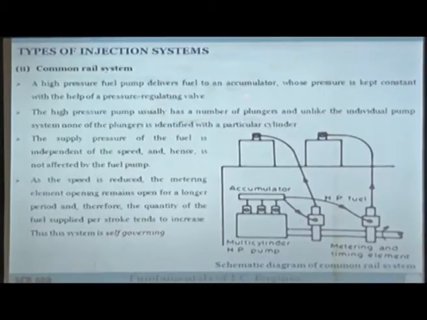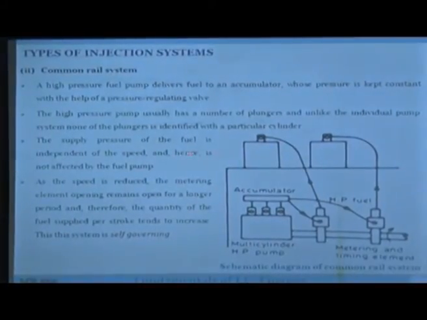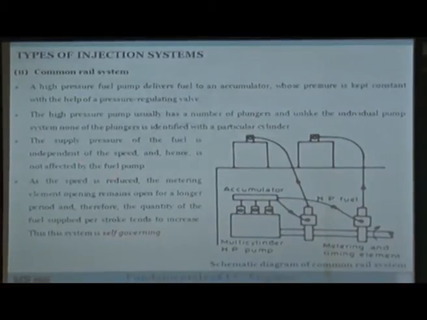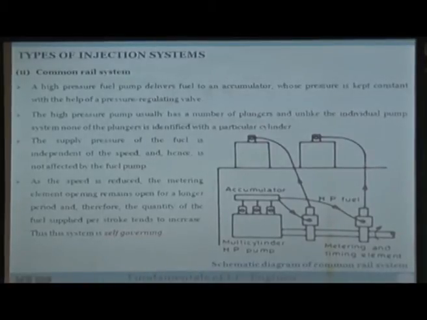A high pressure fuel pump delivers fuel to an accumulator whose pressure is kept constant with the help of a pressure regulating valve. The high pressure pump usually has a number of plungers, and unlike the individual pumps, no plunger is identified with a particular cylinder. The supply pressure of the fuel is independent of the speed, and hence it is not affected by the fuel pump. As the speed is reduced, the metering element's opening remains open for a longer period because the speed has reduced, and therefore the quantity of fuel supplied per stroke tends to increase, and this system is therefore self governing. That means when the speed falls for some reason, it will try to back it up.